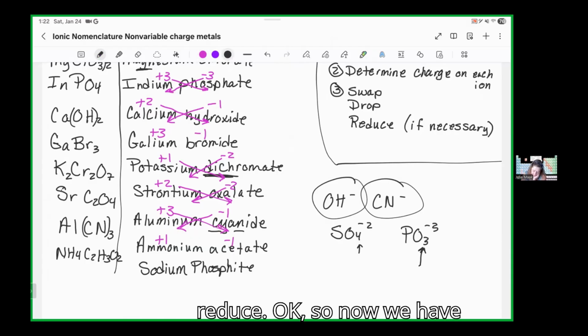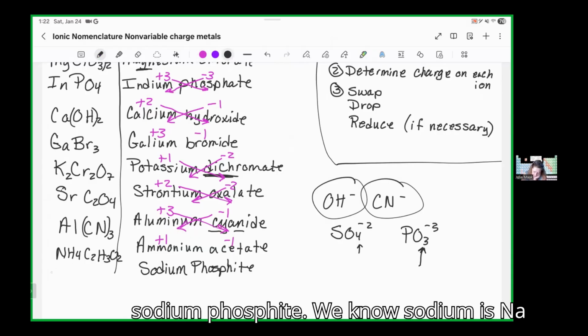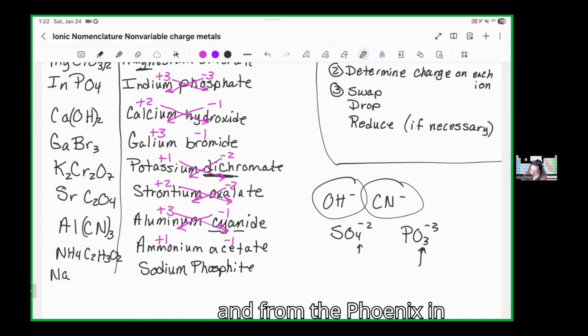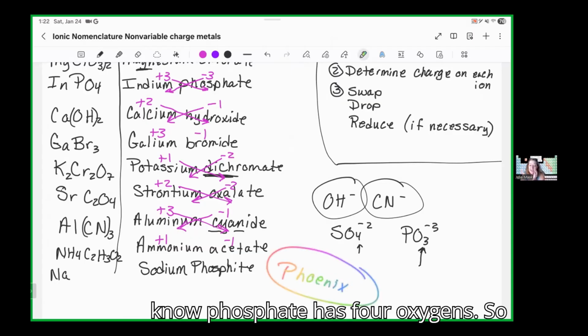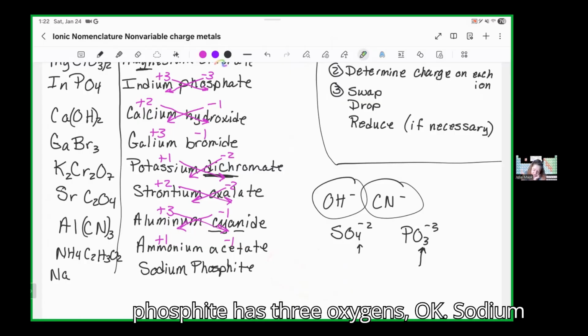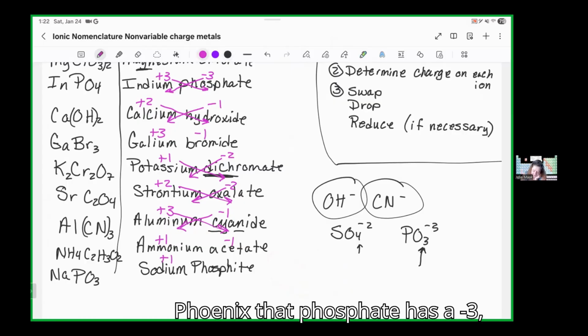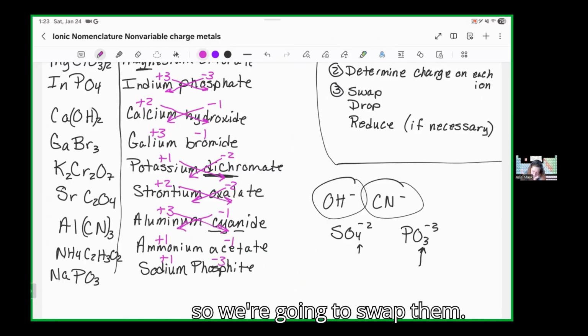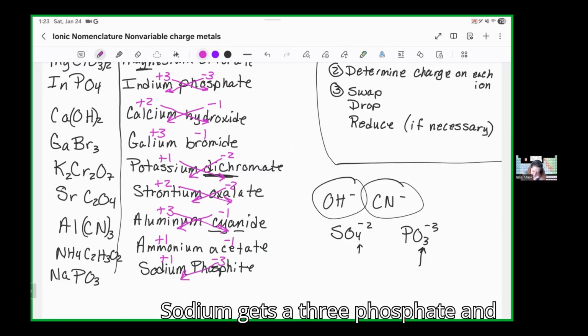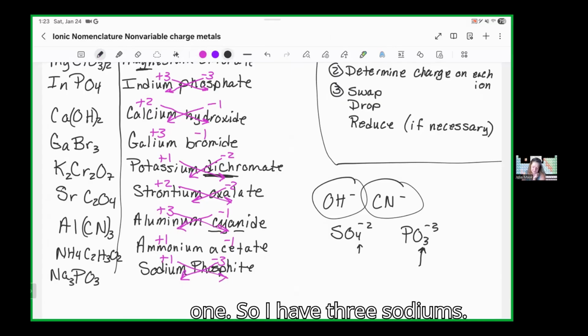So now I have sodium phosphite. We know sodium is in group 1 of the periodic table. And from the polyatomic ion list, we know phosphate has 4 oxygens, so phosphite has 3 oxygens, and phosphite has a -3. So we're going to swap them. Sodium gets a 3, phosphite a 1. So I have 3 sodiums.